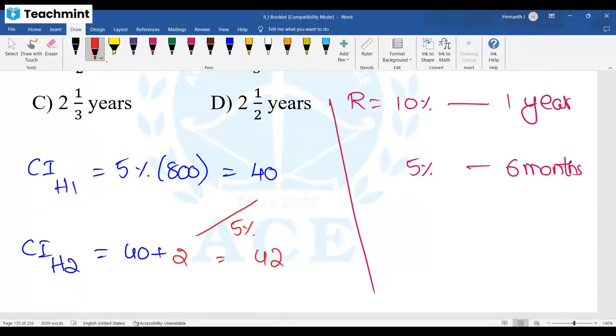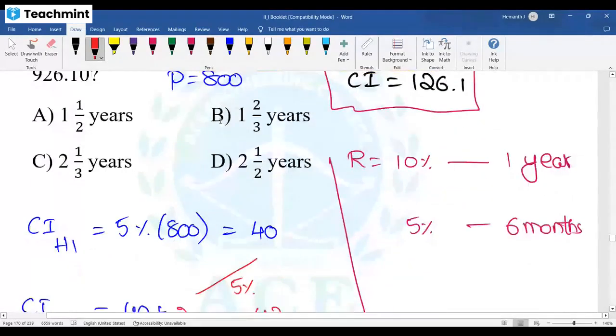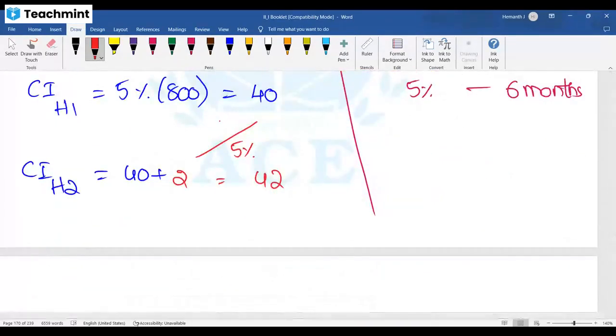Now together, 40 plus 42, how much interest? 82 in 1 year. Don't say 2 years. Half yearly means first 6 months 40 rupees, next 6 months you got 42. So within 1 year you got 82 rupees as interest. But our goal is 126.1, which we have not reached. We'll go further and see the next half yearly as well. What about the next half yearly? The previous interest is 42 plus 5% for that. What is 10% of 42?